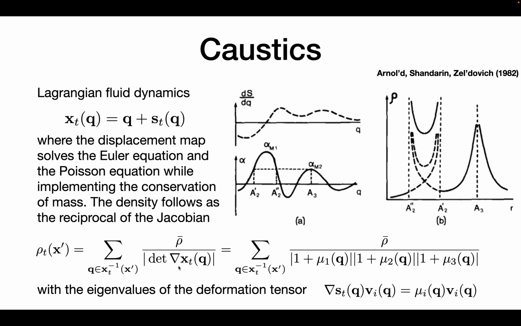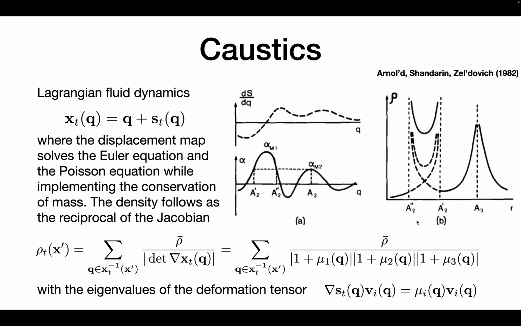So here you see that we have a determinant of a matrix, but using the eigenvalues of this matrix, so using the eigenequation, which is below here, you can rewrite that as the fraction of the mean density divided by 1 plus the eigenvalues. And one thing which is really striking, which you can use to interpret this, is that when 1 plus mu is 0, you divide by 0, you get an infinite density.